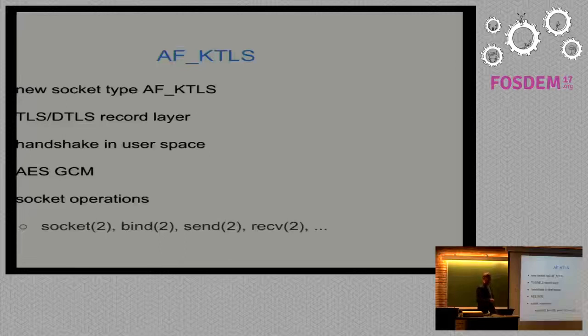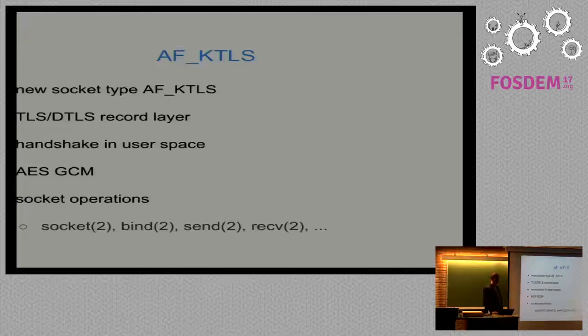So you use the AF_KTLS socket to write raw data and read raw data. It currently supports only AES-GCM, but it could be extended using, for example, ChaCha-Poly. And it implements most of the socket operations, such as socket for instantiating the socket, bind, send, receive, write, and such. You can also do advanced syscalls like sendfile or splice. The only syscall that is not implemented is connect. When I was designing the API, it didn't make much sense to implement such a syscall.